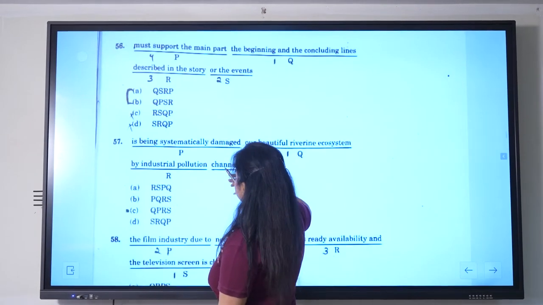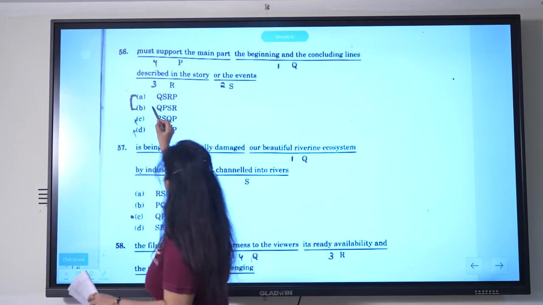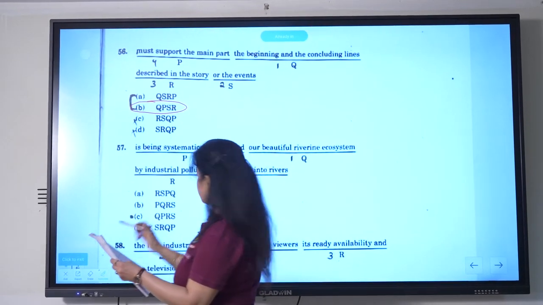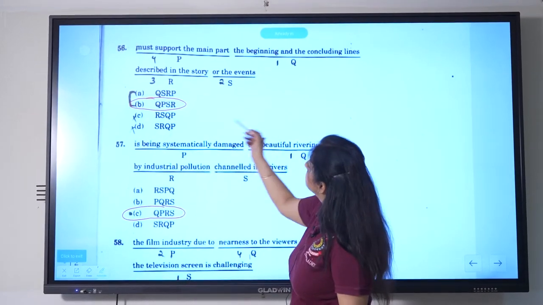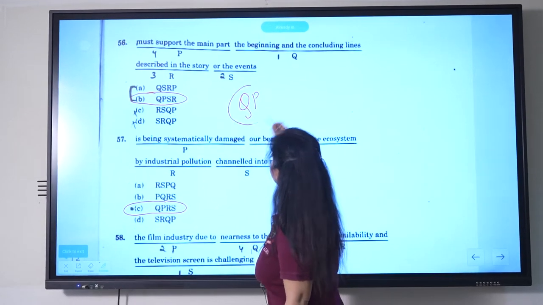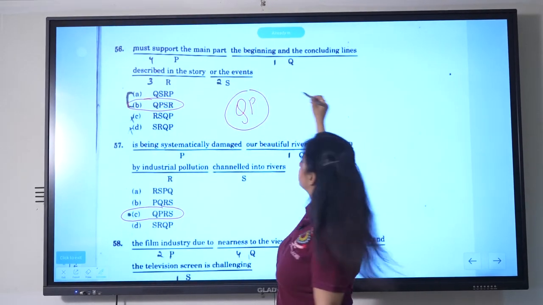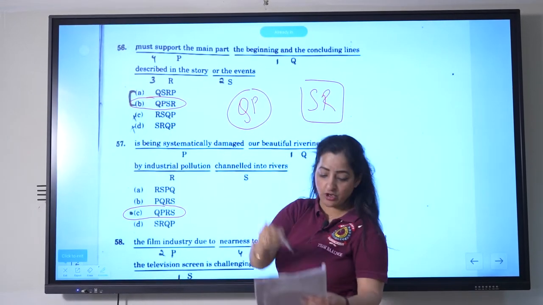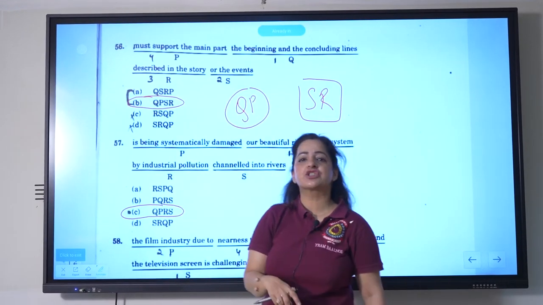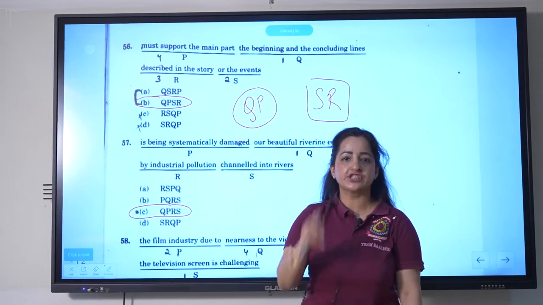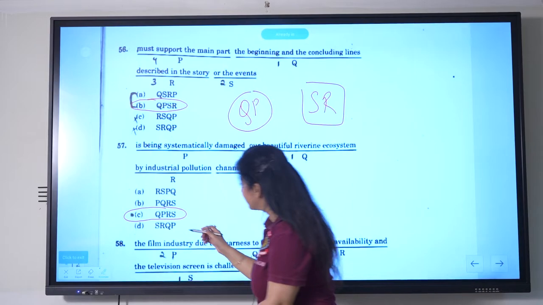Question 56 and 57. The answers are Bravo, 56 Bravo, 57 Charlie. The pairs are the beginning and the concluding lines must support the main part. Q and P is a pair and main part, and then there is a conjunction in the center, or events, which events described in the story. That's how S and R are also connected. Do not confuse with the alpha option. By the way, truth be told, this is just an instruction teachers give in story writing. Ye story writing ke format ka instruction hai, right? Ye line bas wahan se utha di gayi hai. Okay. Question 57.